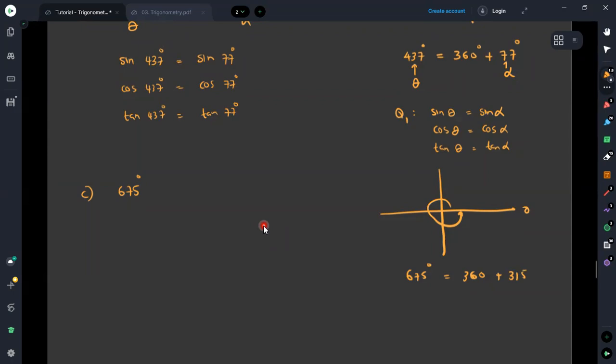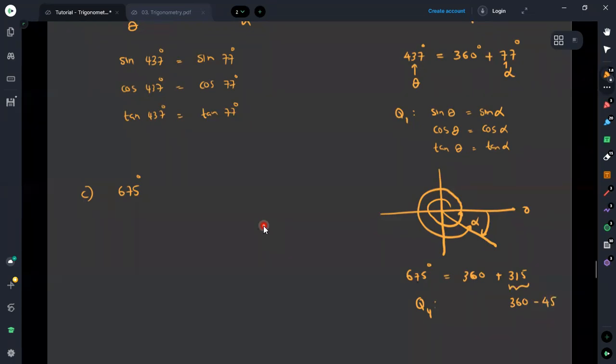Therefore, we can say the entire angle 675 is in quadrant number 4. Therefore, we need to find out the associate acute angle alpha. This associate acute angle can be taken as: this 315 can be taken as 360 minus 45 degrees.